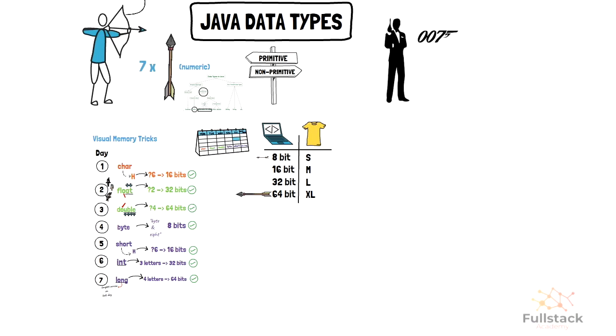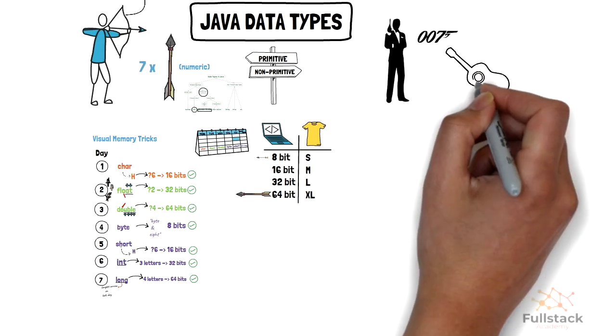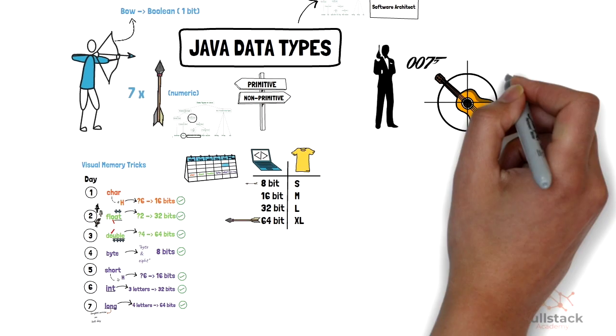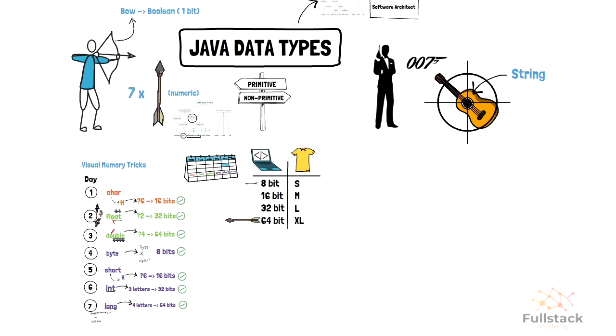We have learned everything about primitive data types, but we also have non-primitive types like strings. A really simple trick is to imagine James Bond shooting a guitar and the bullet striking the strings of the guitar. This can help us remember that string is an example of a non-primitive data type.